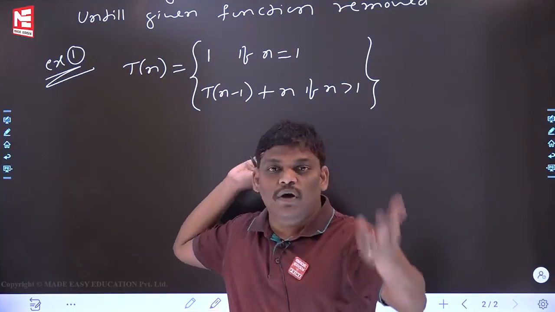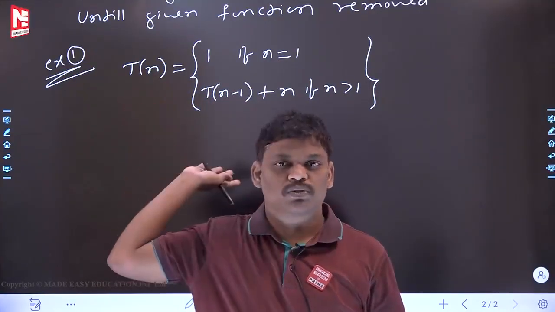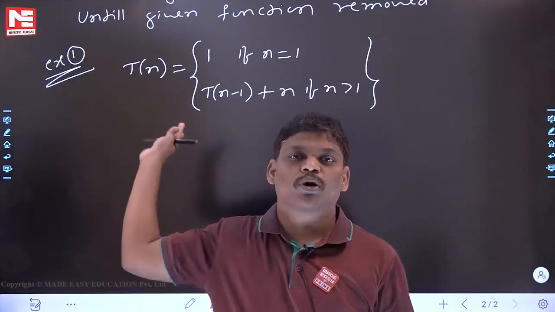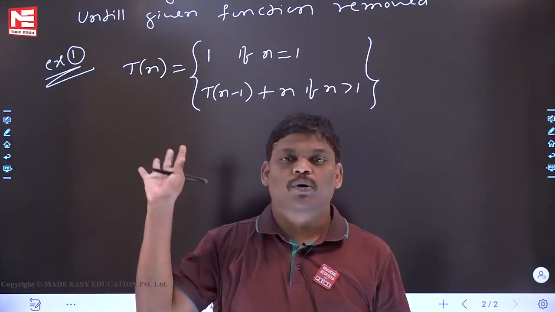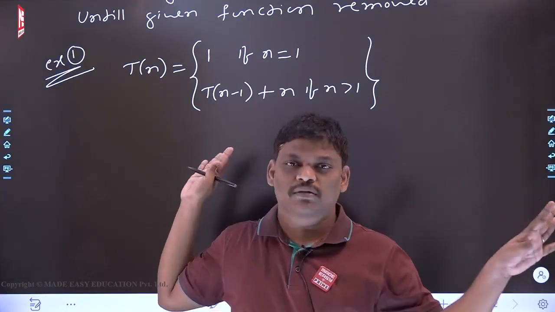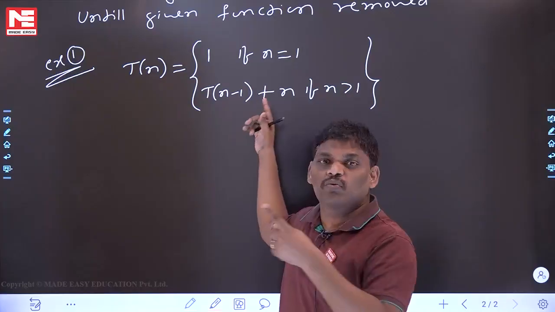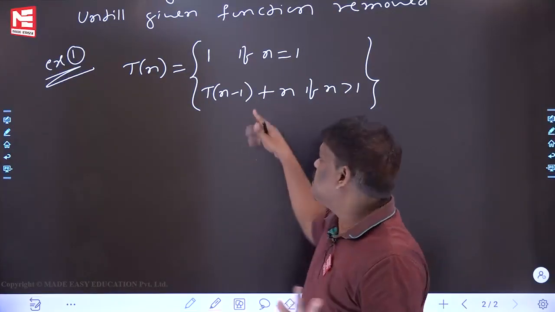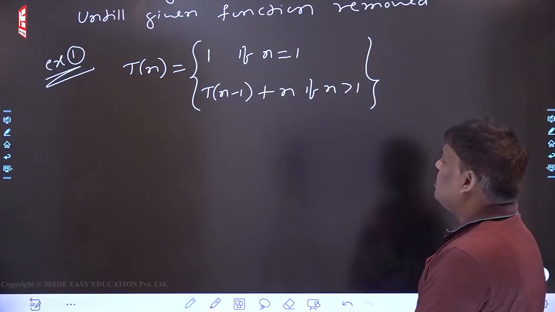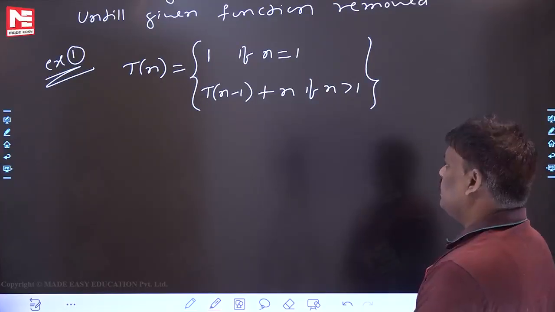I may cover about 30 problems: substitution method, a few problems; recursion tree method, a few more problems; master theorem, a few more problems. The purpose of this topic is how to solve recurrence relations. This is the starting one. One recurrence relation is given; I will explain how to solve it using the substitution method. See the recurrence relation: T(n) is equal to 1 if n is equal to 1, otherwise T(n-1) + n.